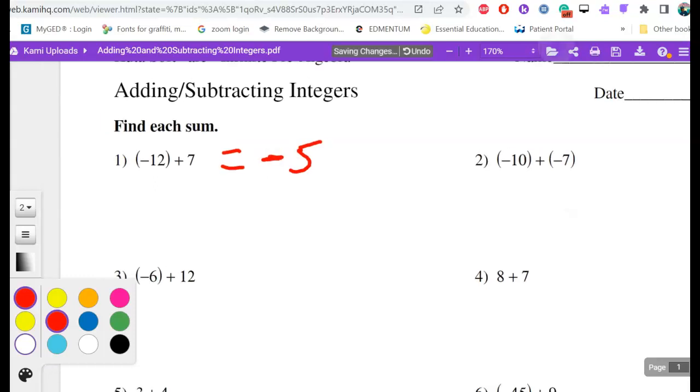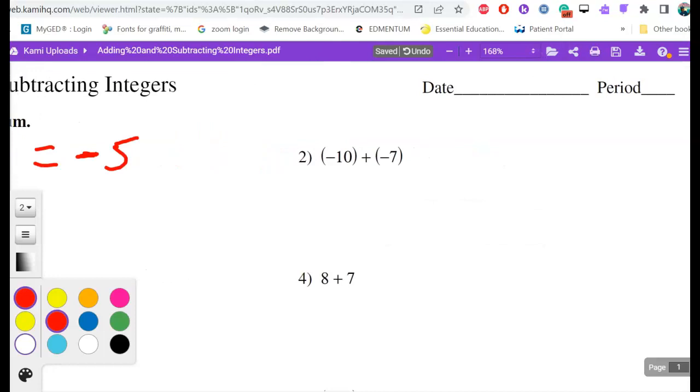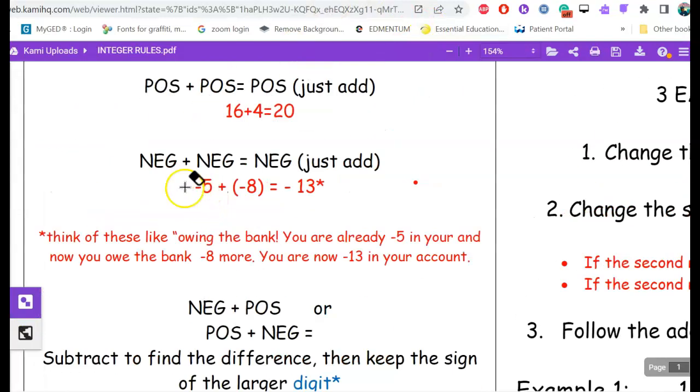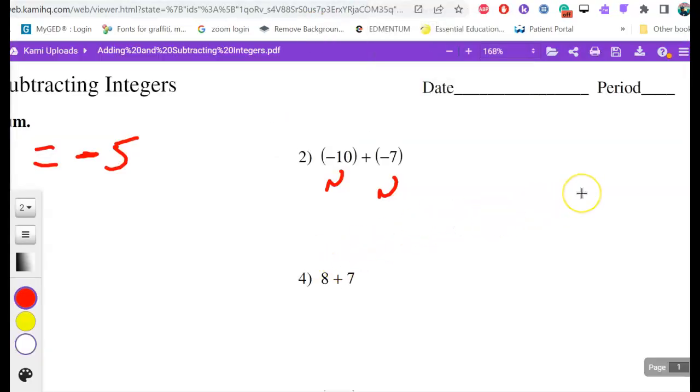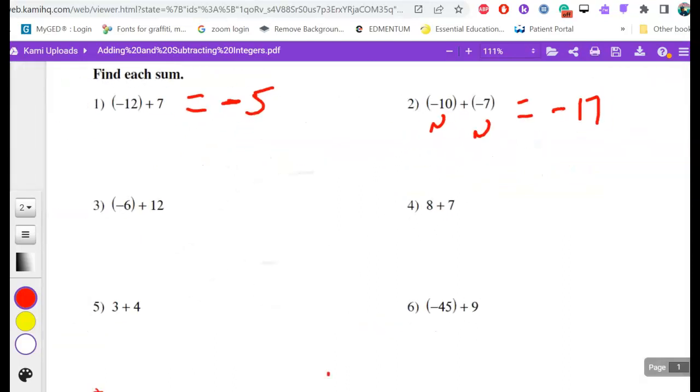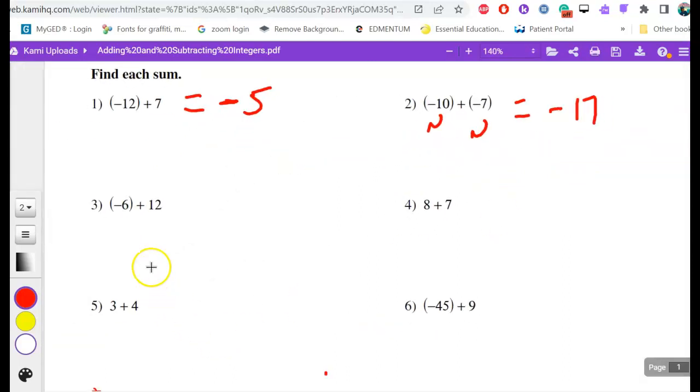Taking a look at number 2. Here we go. Look at what we have. We have a negative plus a negative. Remember, negative plus negative, the answer is going to be negative. Just add them together. Go shopping. So 10 plus 7 is going to give me 17. Keeping it negative because it means I went further into a negative bank account.